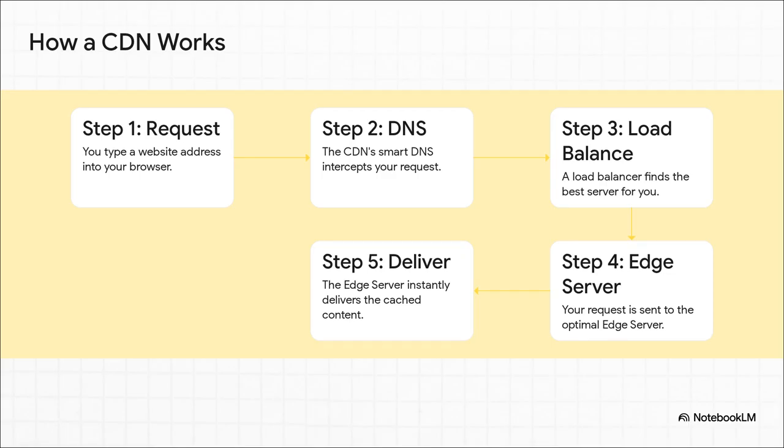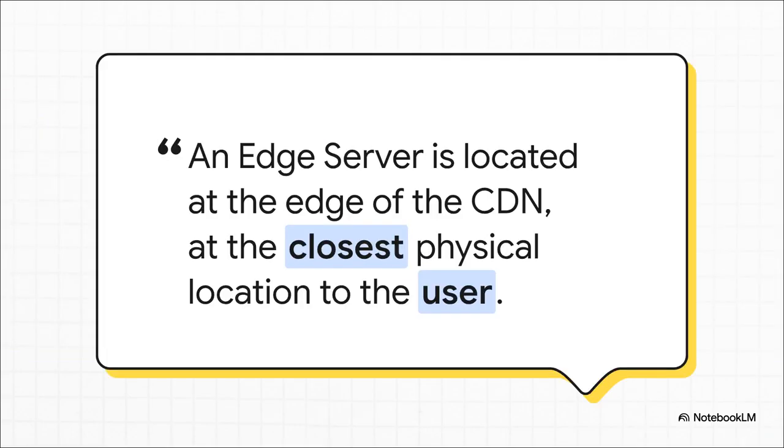The moment you make a request, it's intercepted. Then, a system that works like a smart traffic cop, called a load balancer, instantly figures out the absolute best server for you based on your location. And that server, your local branch, already has a copy of the website stored, or cached, so it just delivers it to you in like the blink of an eye. And that's the whole magic trick right there.